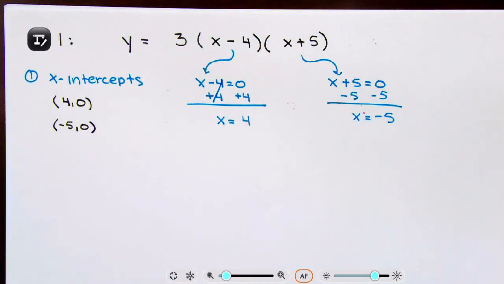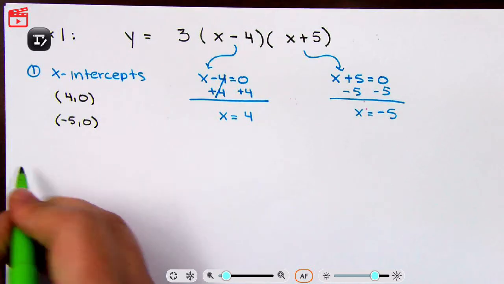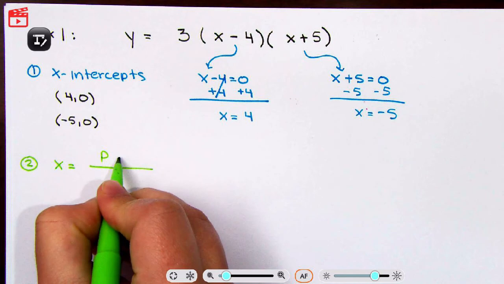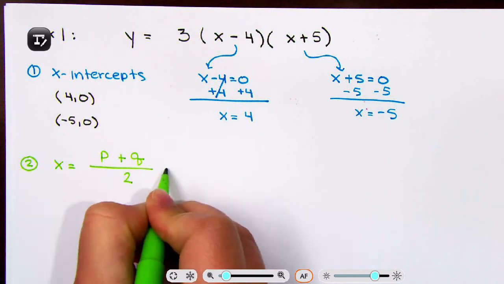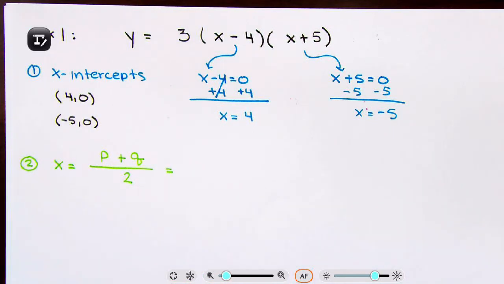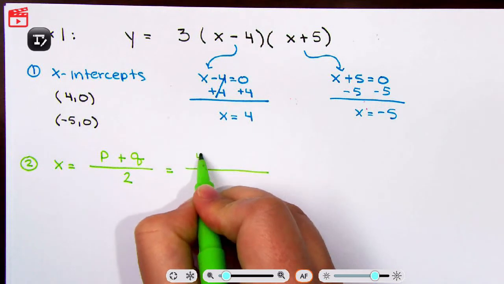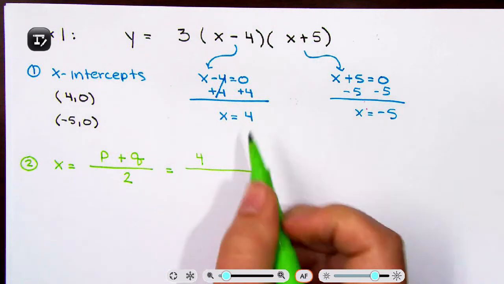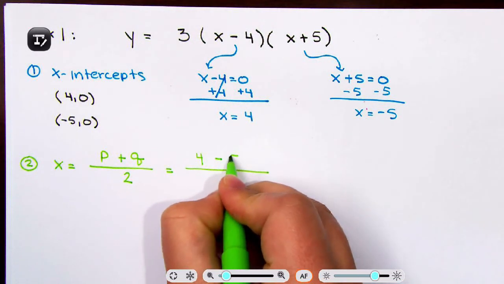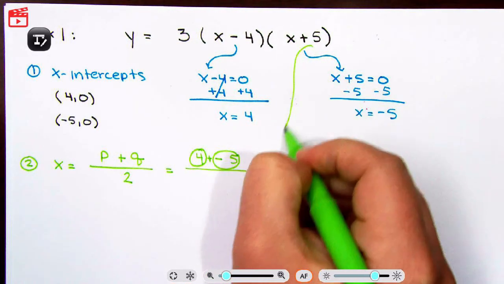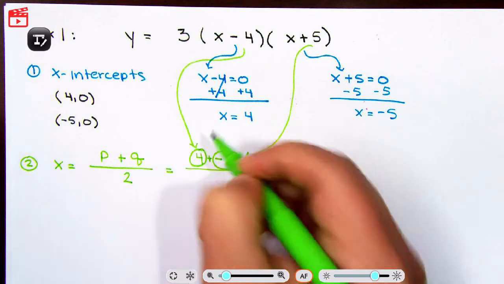Step number 2 is to find the axis of symmetry. So that means I have x equals (p plus q) divided by 2. Now remember, it's opposite of what you see. So for your p and q values, let's change colors here. I'll stay with green. If you see a minus 4, that means you have a positive 4. If you see a plus 5, that means you have a minus 5. So this is your p, this is your q. Again, opposite of what you see. You're going to divide that by 2.